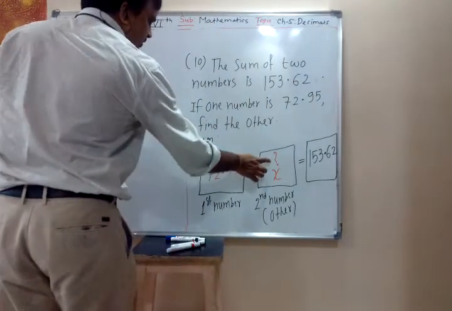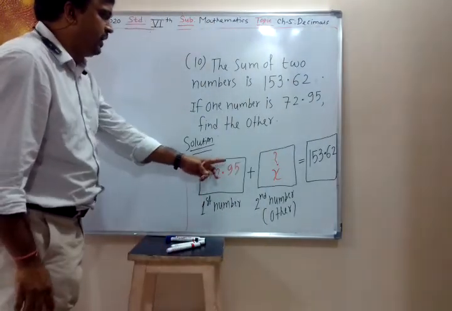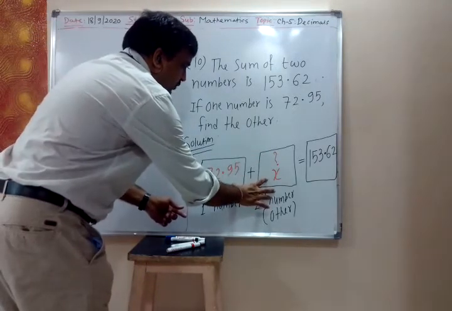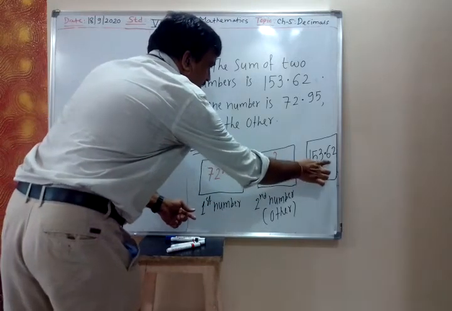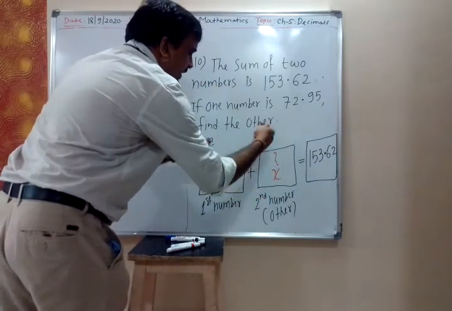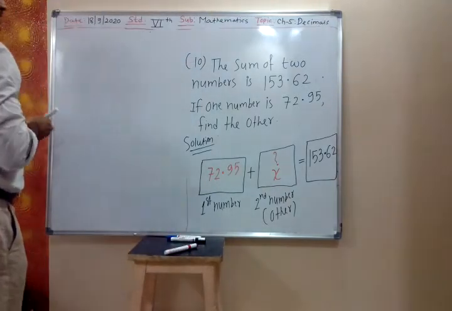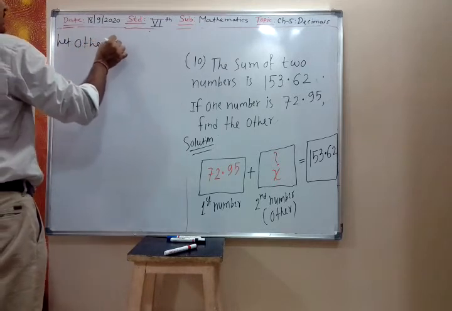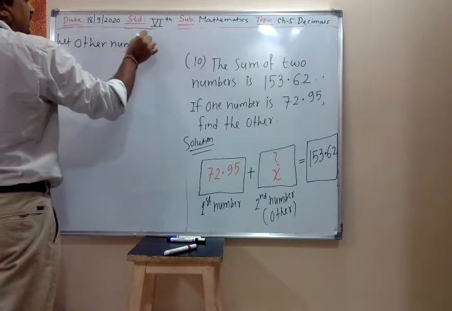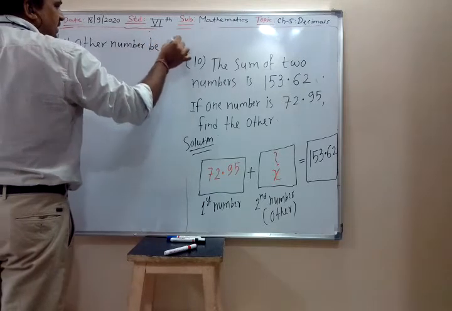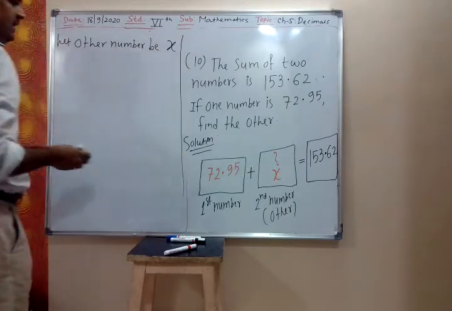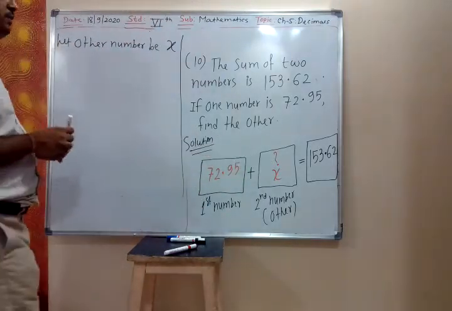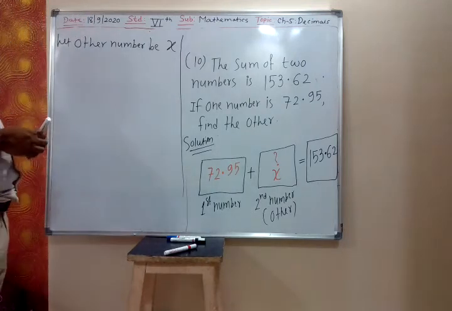So, the question: one number is 72.95. The other number we don't know. The total of these two numbers, the sum, is 153.62. Let the other number be x. Yes, so we consider x. We write: let the other number be x, and then question mark. Question mark means we have to find it.